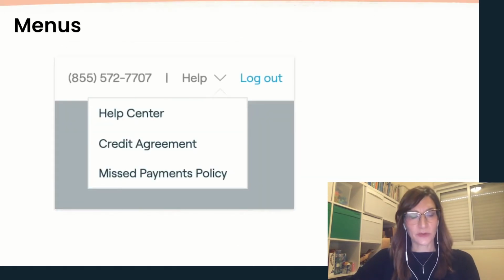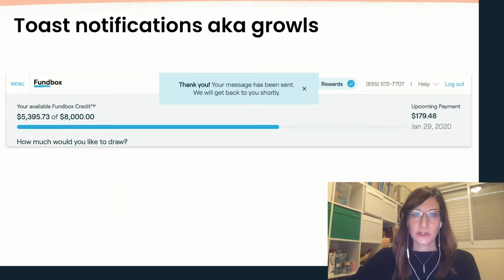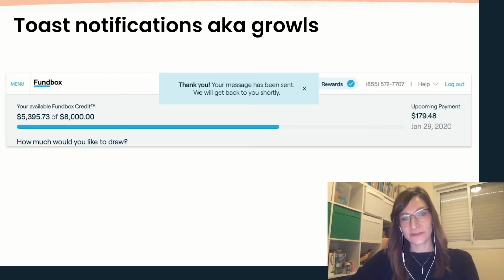Menus that help them get where they want to go, obviously help them interact with the product. Toast notifications, which developers usually call growls. I love that I learned the origin of calling these toast or toaster notifications is because they pop in and out of the screen like toast. But these usually are success messages, giving users feedback that the way they think they interacted with your product indeed went through successfully.